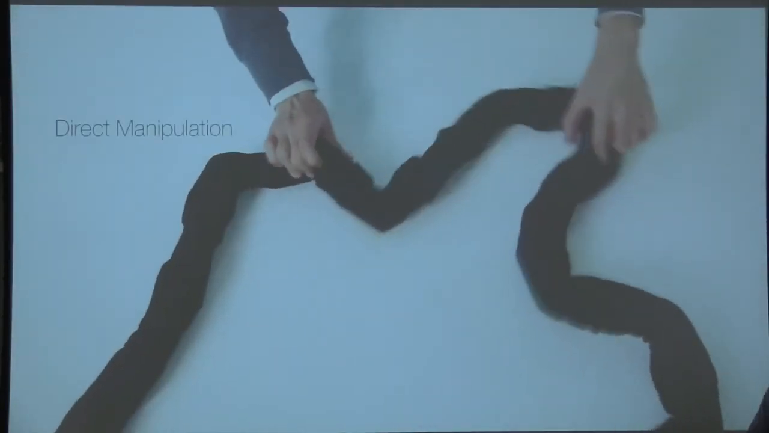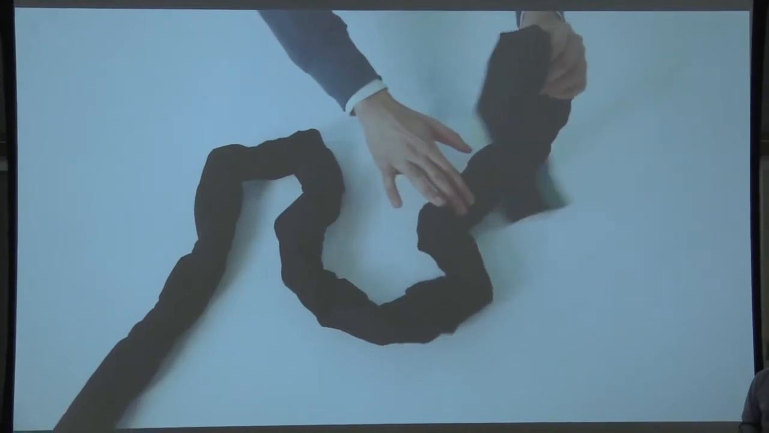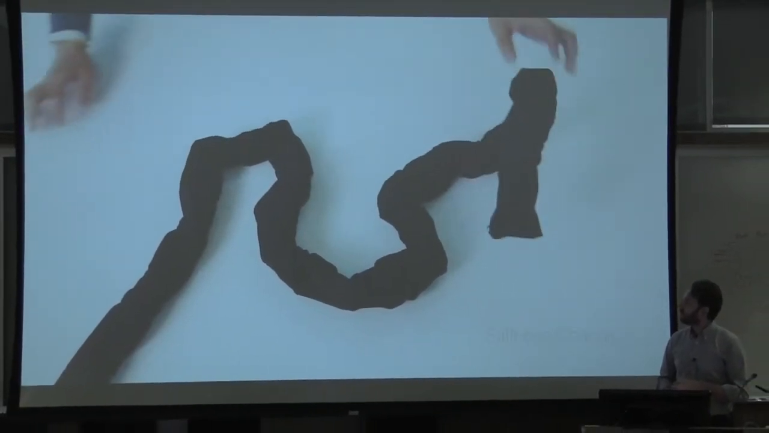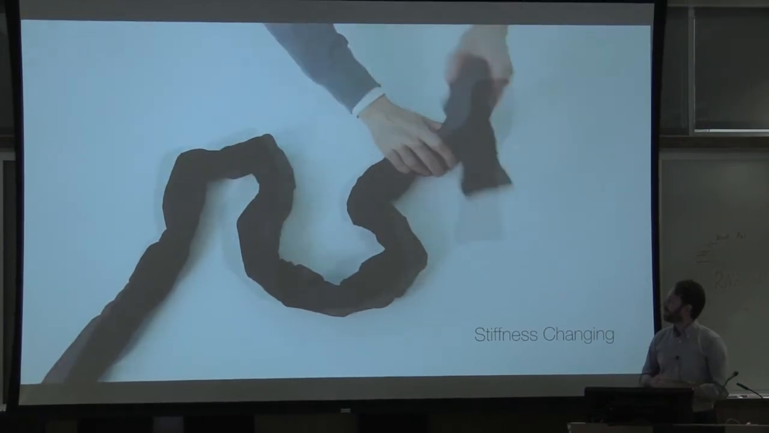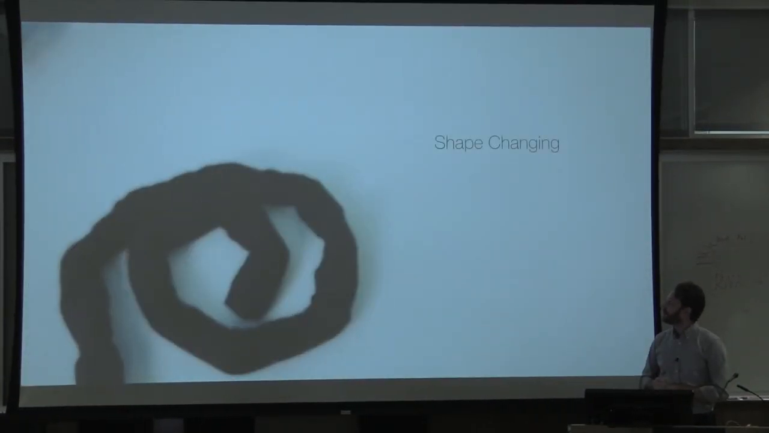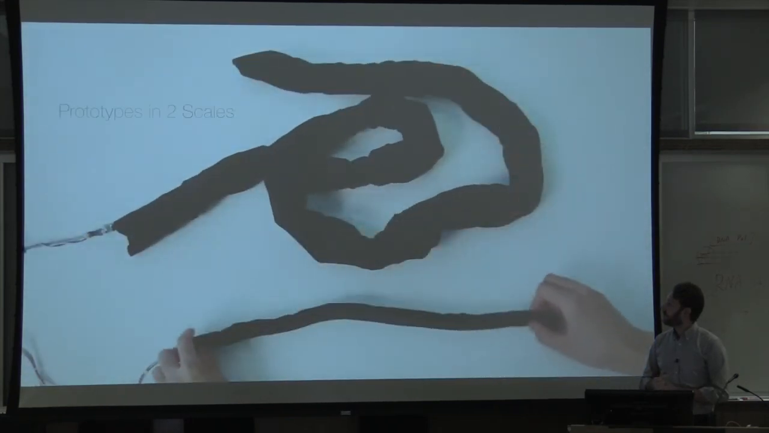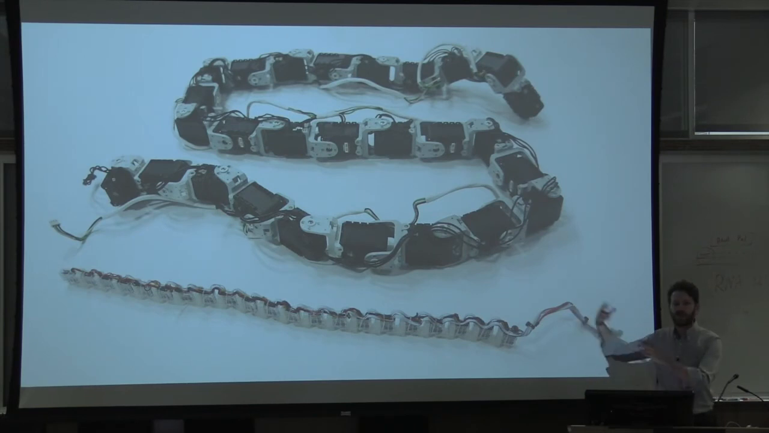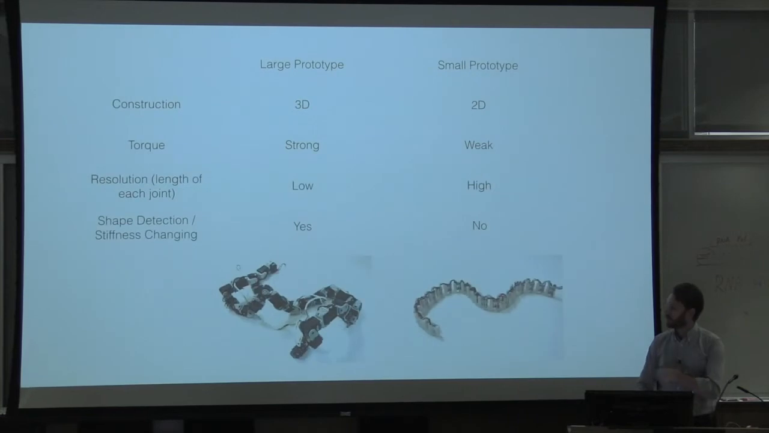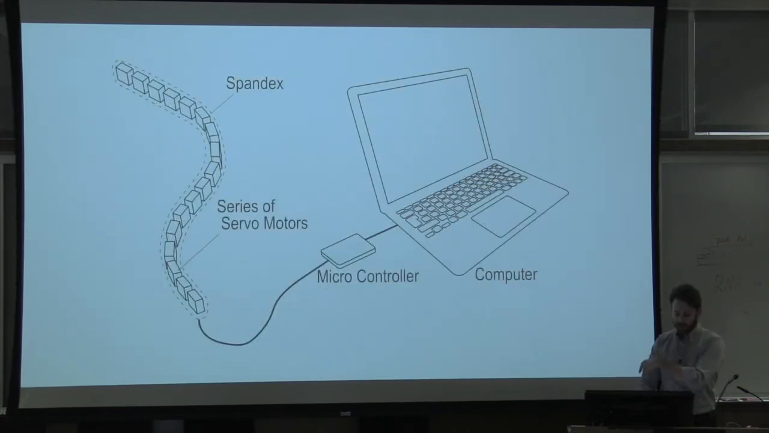And so we built two different scales. One is this larger system that can change stiffness and shape. And then a smaller one, which is just 2D, while the other one is 3D, but is higher resolution. These are two different platforms, and it's very inspired by work in robotics on continuum actuators and snake robots. But now we're thinking about how we can use these to display information. Again, there are these two different setups, and they're connected over a network to a computer, which does all of the computation.